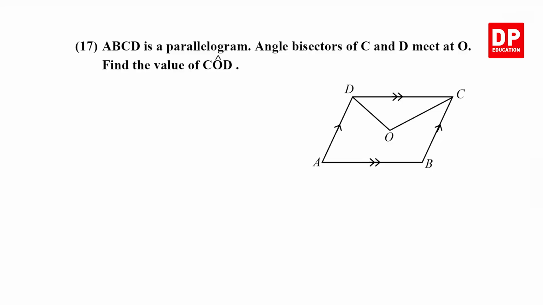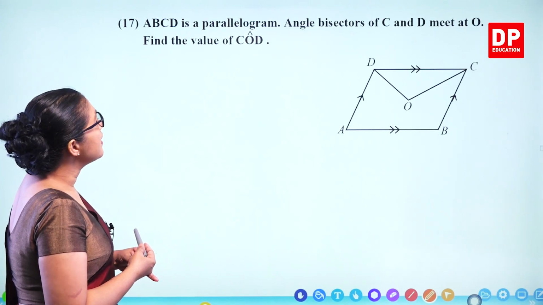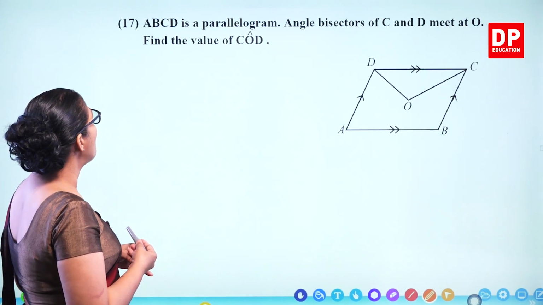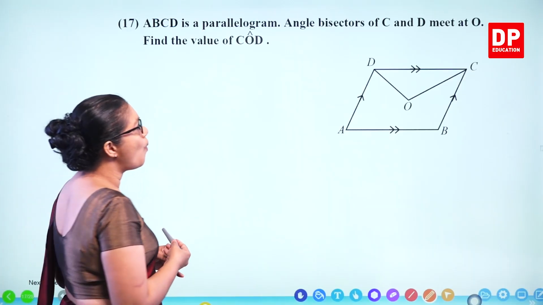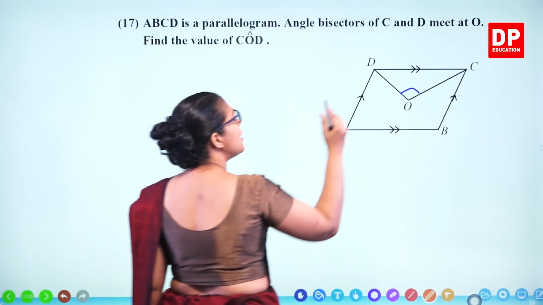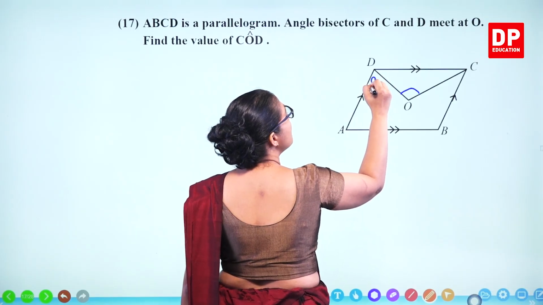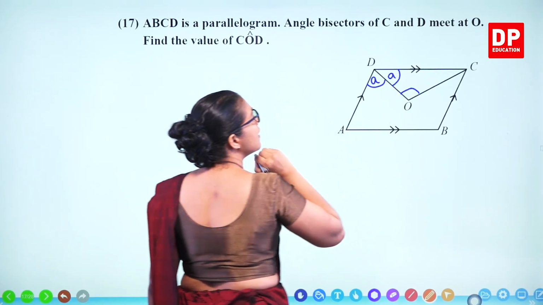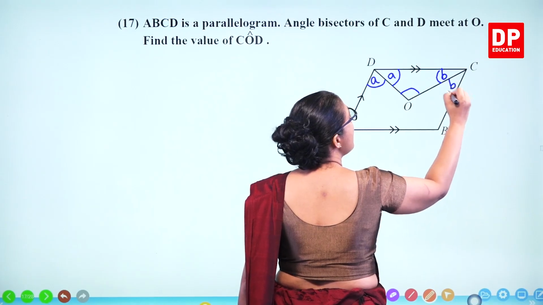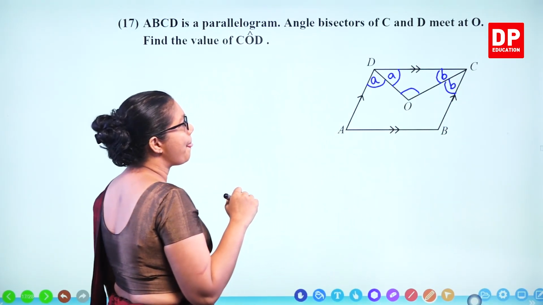Question number 17. ABCD is a parallelogram. Angle bisectors of C and D meet at O. Find the value of COD. This angle. So these are angle bisectors. So we'll put, if this is A, this is A. This is also an angle bisector. We can put another angle, B and B.